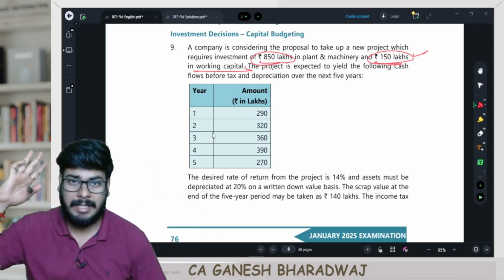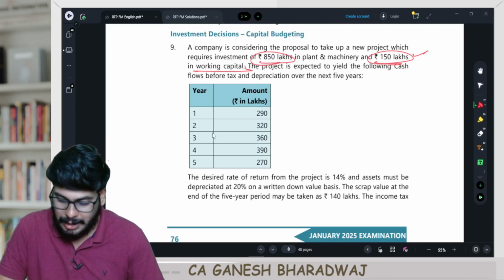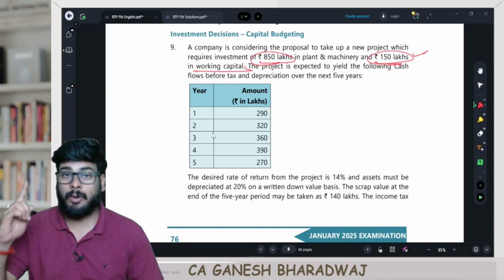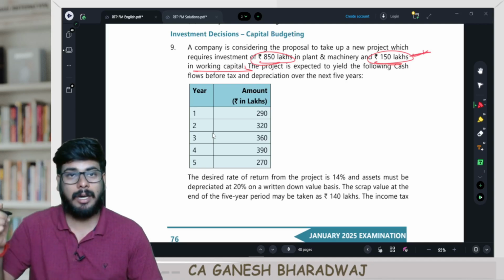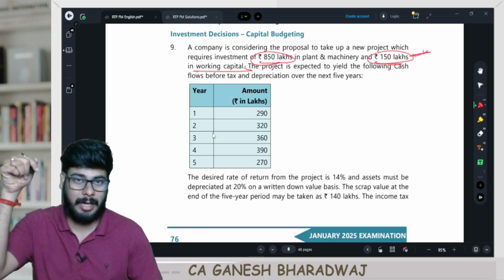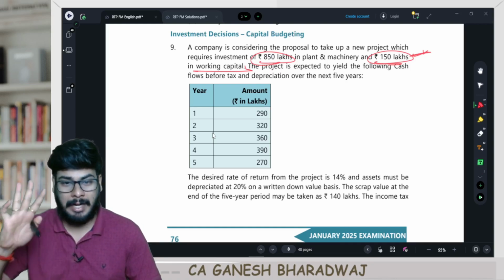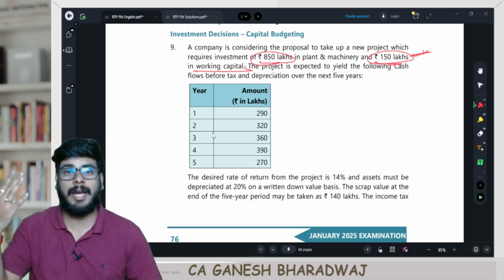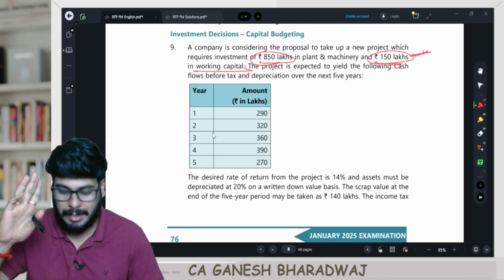This is something that I've always been telling you. Watch out for this. The project is expected to yield the following cash flows before tax and depreciation over the next 5 years. They have given. Now, guys, I somehow feel this working capital adjustment in your capital budgeting sum is going to come in your Jan 25 or May 25 attempt for sure, right? Because it needs to be treated as an outflow initially and an inflow at the end of the life. Please have this in your mind.